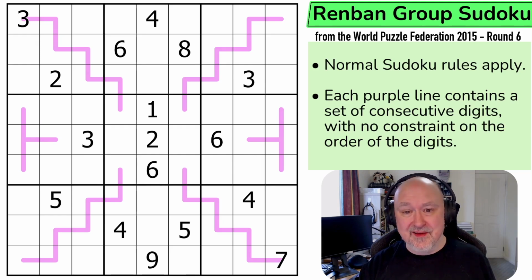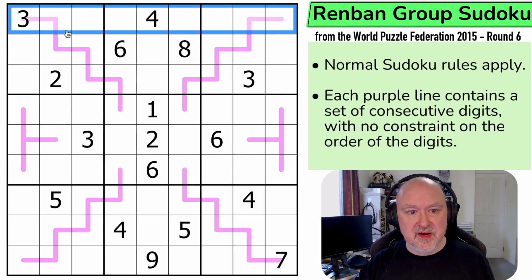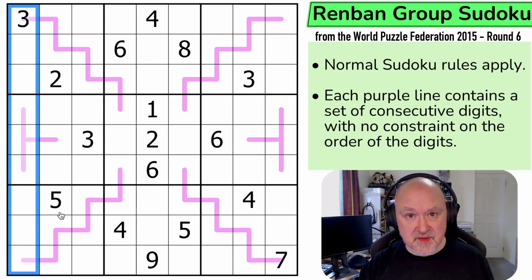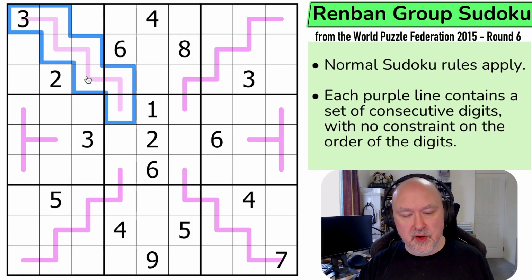So I'm going to have a look at this puzzle and see how it goes. Renban group Sudoku. Normal Sudoku rules apply. In every box, in every row, and in every column, the digits 1 to 9 must be placed without repetition. And then each purple line contains a set of consecutive digits with no constraint on the order of the digits.